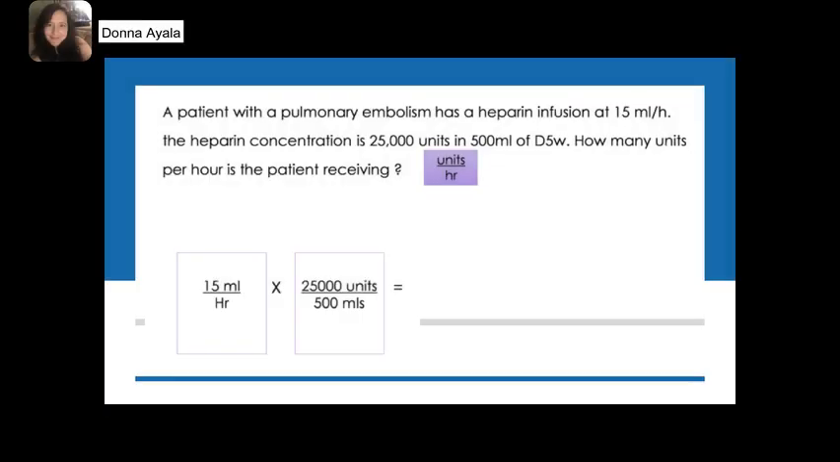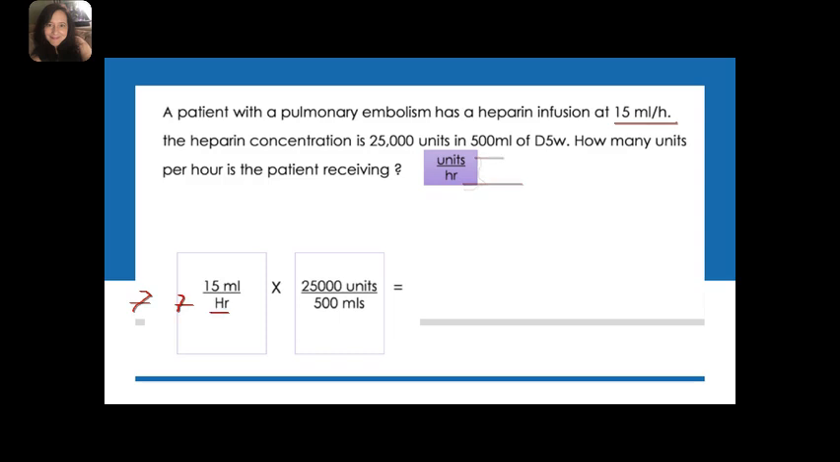Okay, so let's try another one. This time we're looking for units per hour, which is very typical of many of the patients you may come across who are having heparin for whatever reason. This particular patient has a pulmonary embolism, and we're going to have a prescription of 15 mils per hour. That should be the infusion rate. So we start out knowing our factor label as units in the numerator and hours in the denominator. This 15 mils per hour, I will write accordingly so that my hours remain in the denominator.